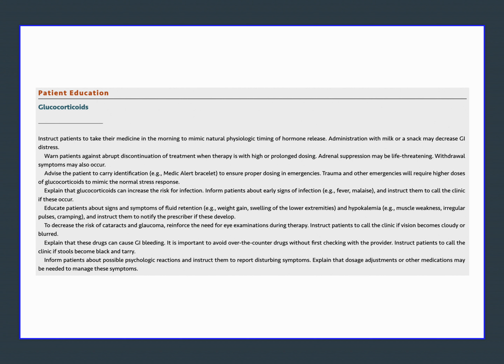Also, to reduce the GI distress, you may want to administer with milk or a snack, so not on an empty stomach. And this is true for the PO treatment. Also, warn your patient not to abruptly discontinue their therapy without talking to a medical provider, especially if their therapy is high or prolonged. Again, remembering that 2 to 3 weeks sweet spot. Adrenal suppression is life threatening.